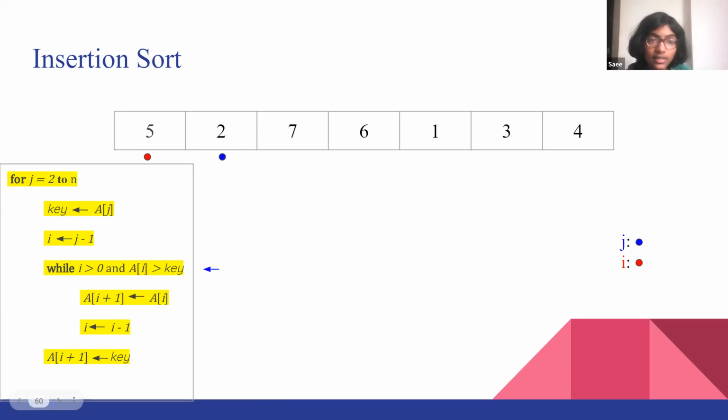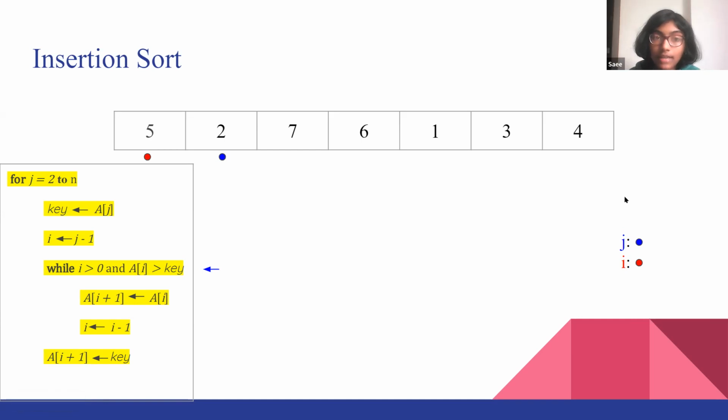Is i greater than 0? Yes, because i is 1, and 1 is greater than 0. And there's one more condition that we need to check. What is A[i]? 5. Awesome. Is 5 greater than the key? Yes. 5 is greater than 2 because key is 2.